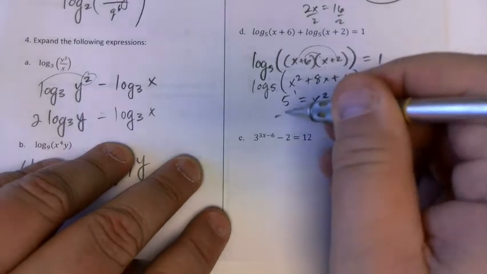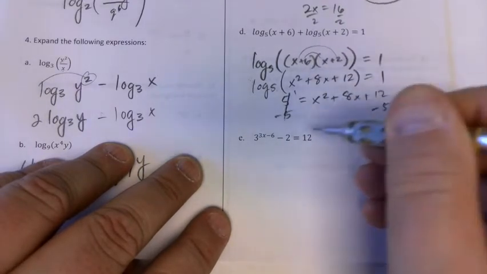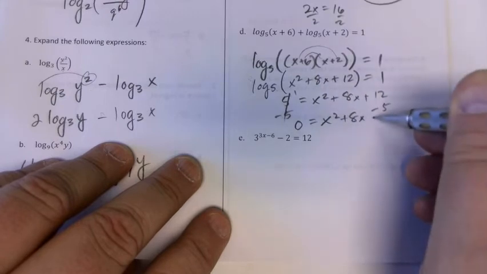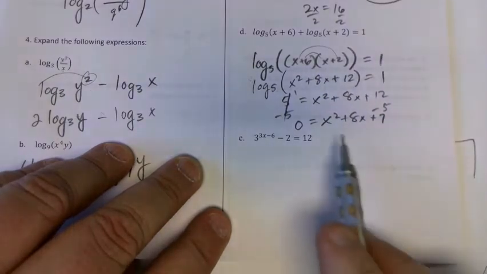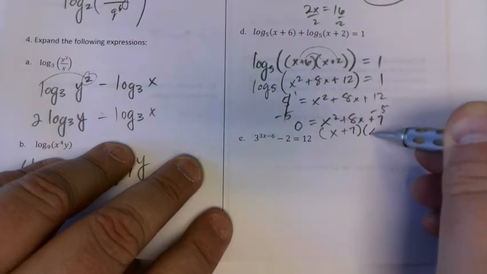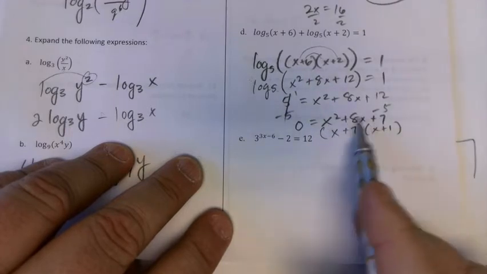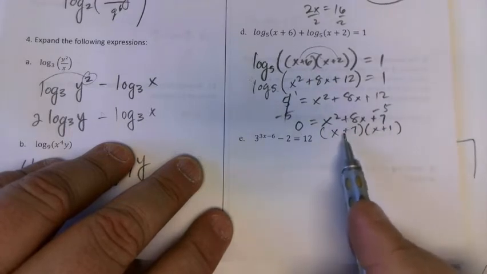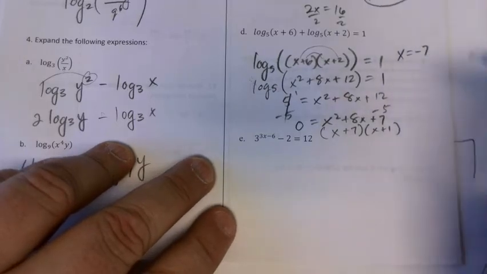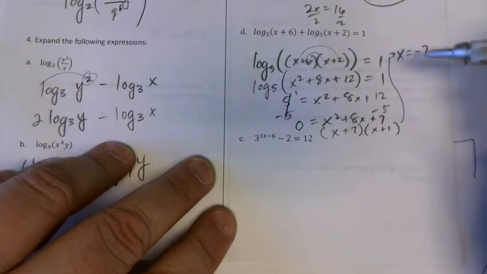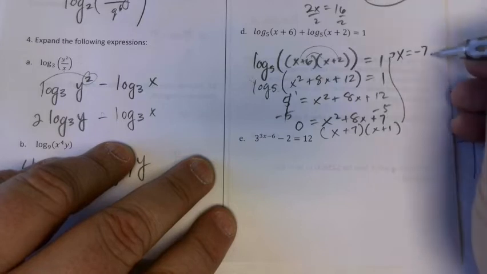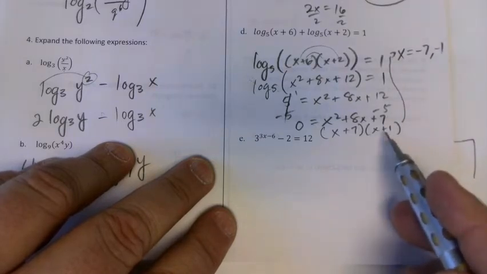Okay, I'm going to subtract 5 from each side, and I get 0 equals x squared plus 8x plus 7. 12 minus 5 is 7. This will factor: x plus 7, x plus 1. So I have this trinomial, I'm going to factor it, and I set each of these equal to 0. Well, x is then negative 7, because negative 7 plus 7 equals 0. And x equals negative 1 because negative 1 plus 1 equals 0.